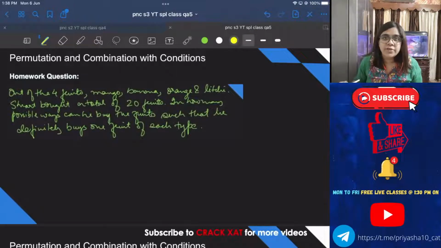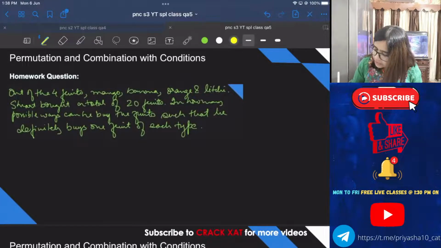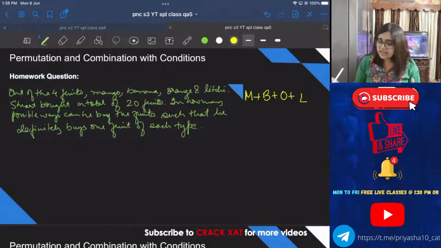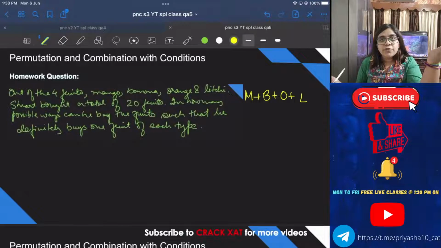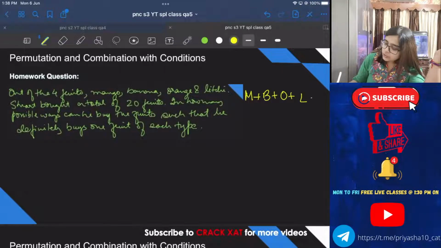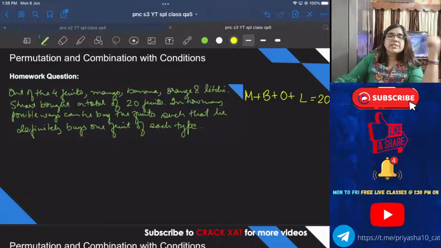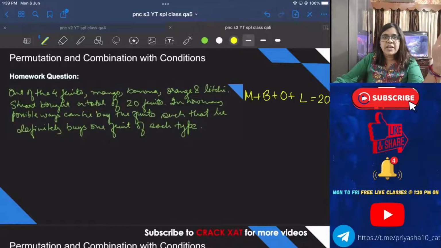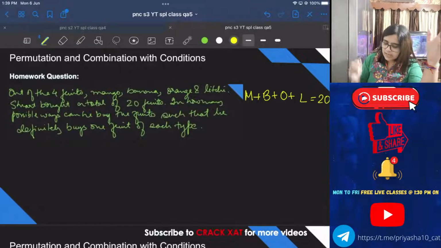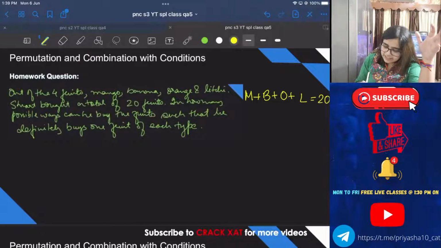Mathematics is all about converting word problems into simple equations, and that's what makes the job easy. So we have mango plus banana plus orange plus lychee, that is M plus B plus O plus L, equals to how many total fruits? Equals 20 fruits. Is this equation correct? Till here everyone is good to understand the concept, because what I am going to do next is interesting. That is something which will always be applicable in all these at least type questions.